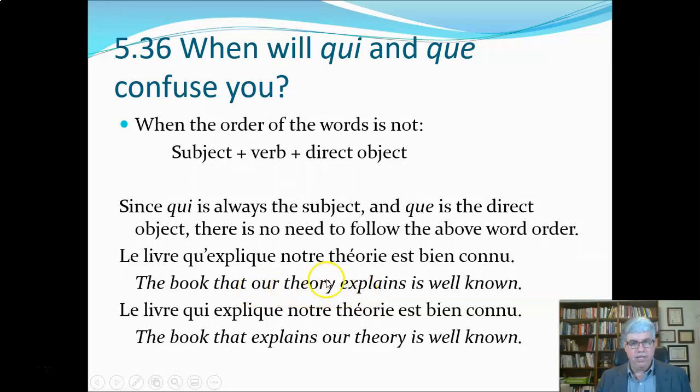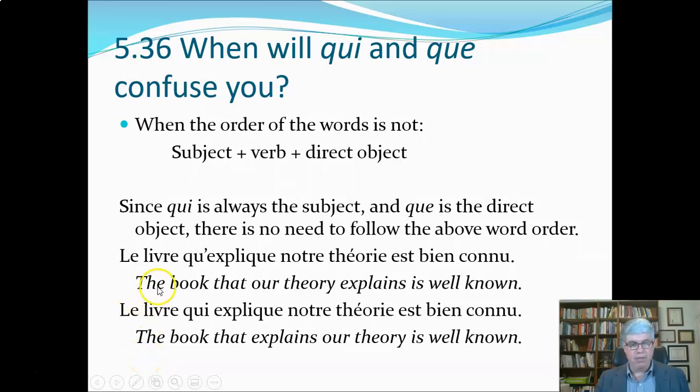So our theory is the subject of explain. The book that our theory explains is well known. I wonder if our theory will be well known since it explains the book. Maybe not. Okay, now, in a different sentence, le livre qui explique notre théorie est bien connu. Here it's the same sentence, except instead of que, we've got qui. That means le livre is the subject of explique. So the book that explains our notre théorie, our theory, is well known. So here it's the book that's well known.